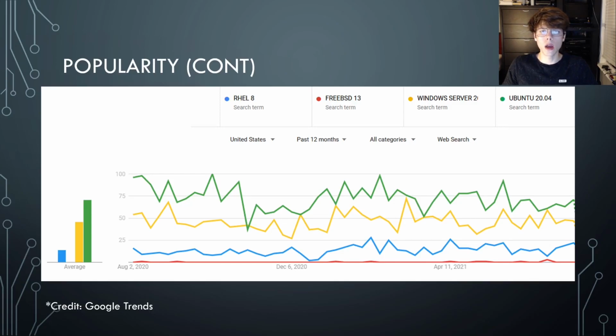So while comparing these, they may look pretty similar in the grand scheme of operating systems. They're not the most popular.